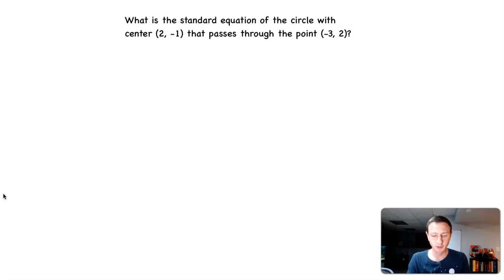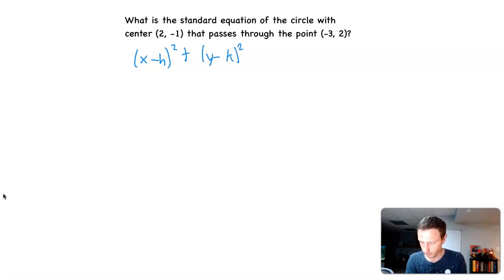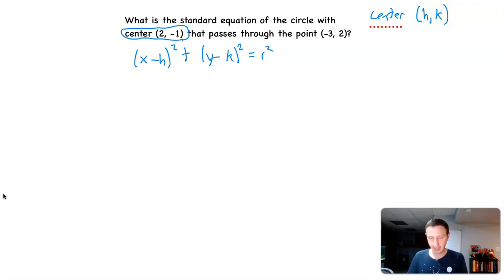So it says, what is the standard equation of the circle? So first of all, we need to know what the standard equation is. And the standard equation for a circle is x minus h squared plus y minus k squared equals r squared, where h and k are the center. So the center is h, k. And we're provided the center right here. The center is 2, -1. So that's something to keep in mind, that we already have the center.